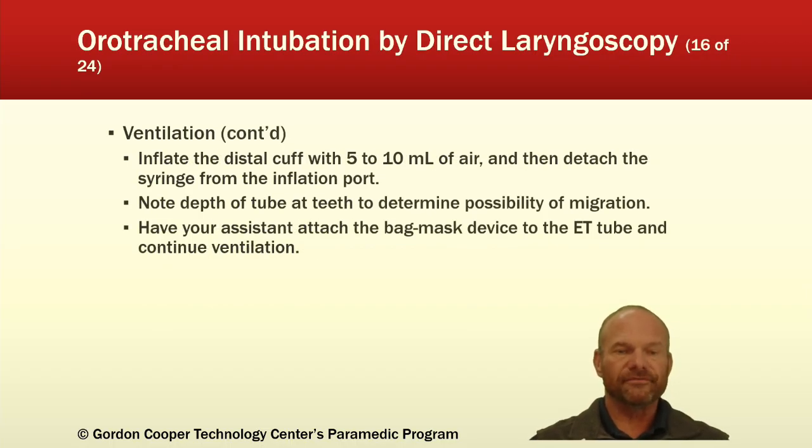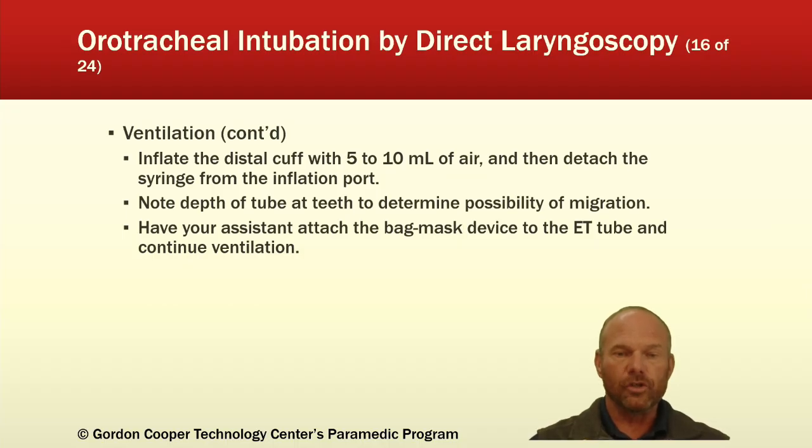So inflate the distal cuff. Want about 5 to 10 mils of air. Overinflating that cuff can be a problem. You get some excessive pressure that can lead to ischemia or even necrosis of the tracheal wall, so we want to make sure that we're not putting in more air. What can happen is someone puts in the wrong size tube and they're getting air leaks, so they just keep filling up that distal cuff with more and more air, which can become a real problem.